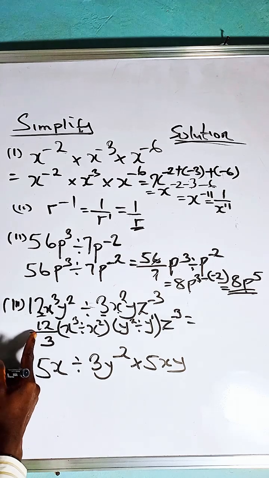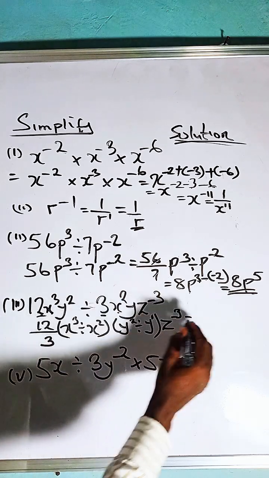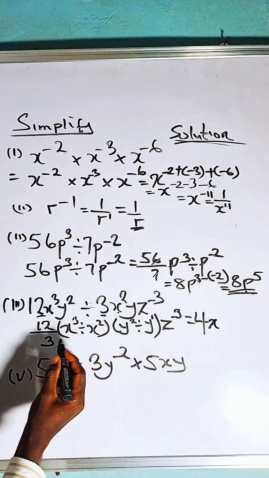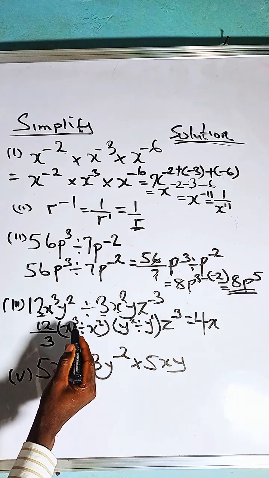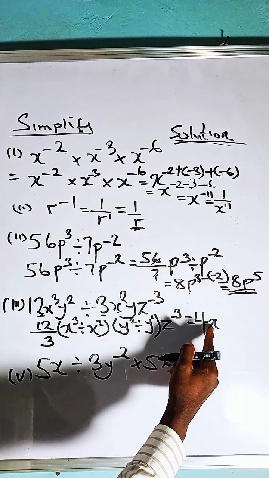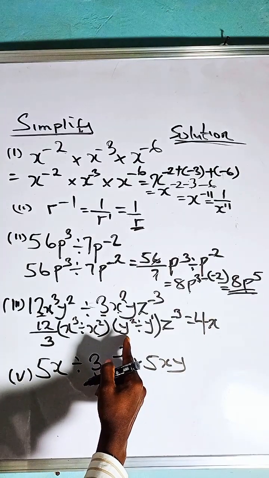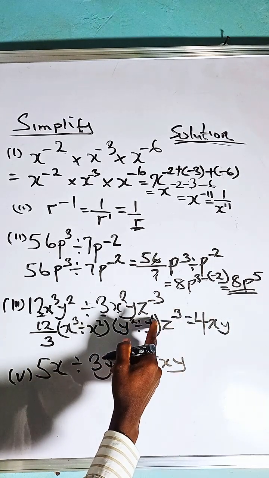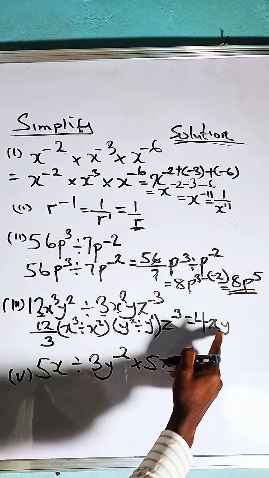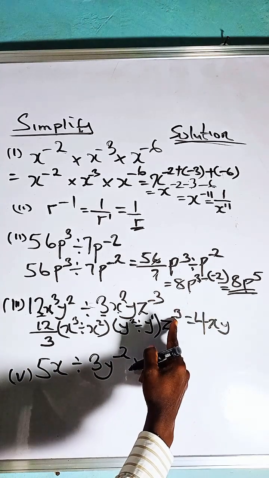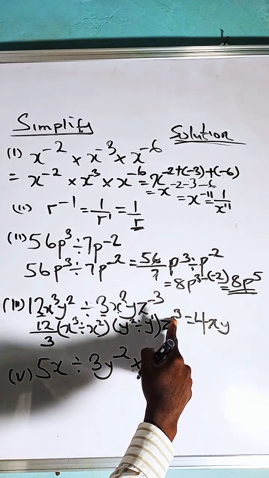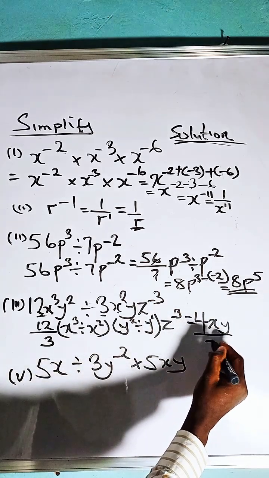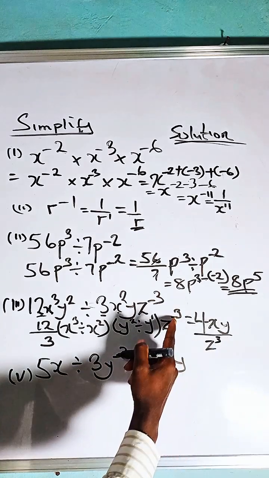When we simplify this further, 12 divided by 3 is 4. For x, since we are dividing, we subtract the powers. 3 minus 2 is 1, so x to the power 1 is x. We look at y, and since we are subtracting the powers, 2 minus 1 is 1, so y to the power 1 is still y. For z, when we apply the negative exponent rule, we can write this as over z raised to power 3.